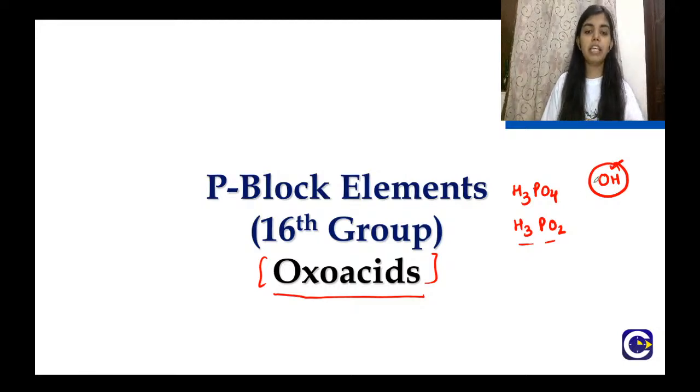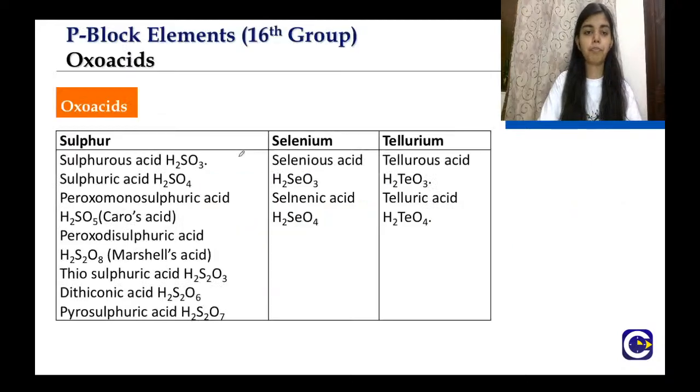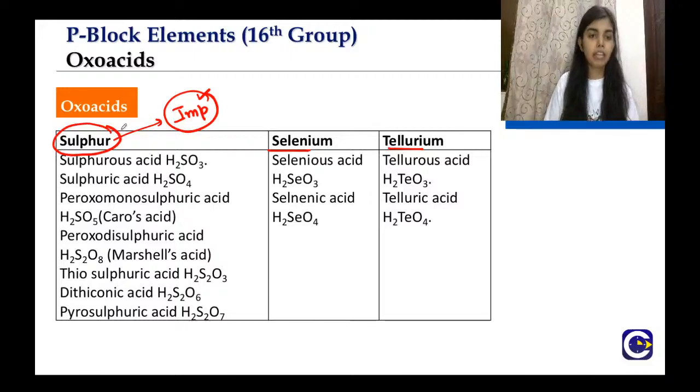So now we will be dealing with the oxoacids of the 16th group elements. First, to be very specific, oxoacids of sulfur are important. Selenium and tellurium, you can just remember which oxoacids are formed by selenium and tellurium, right? But the structures, the properties, the chemical reactivities of oxoacids of sulfur are important from the examination point of view.